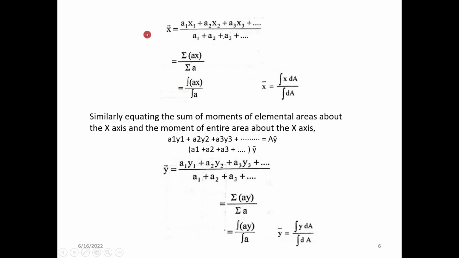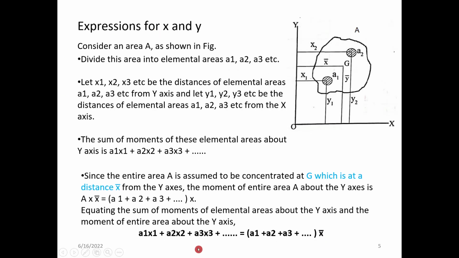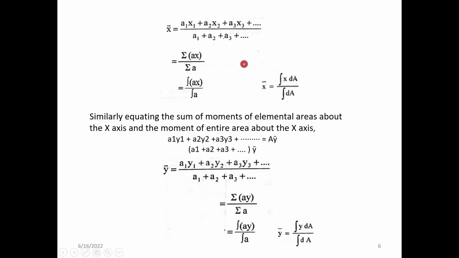So next slide. x bar is equal to A1 x1 plus A2 x2 and so on, on the left side, divided by the total area, which will give you the x bar value. So it is actually sigma A x by sigma A. In another form, it is integral x dA by integral dA. So x bar is equal to integral x into dA by integral dA.